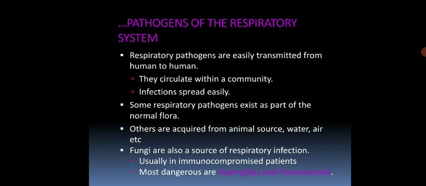Some respiratory pathogens exist as a part of normal flora, and others are acquired from animal sources, water as well as air. Fungi are also a source of respiratory infection. This condition is usually seen in immunocompromised patients, and the most dangerous are Aspergillus and Pneumocystis. So besides bacteria as well as viruses, there are some fungi. They cause infections of the respiratory tract, but this condition is seen in immunocompromised persons, such as in case of AIDS patients and other persons whose immunity gets compromised due to some other conditions, for example cancer.